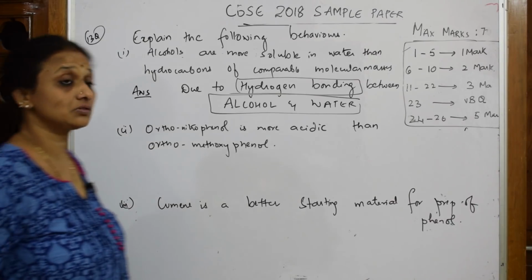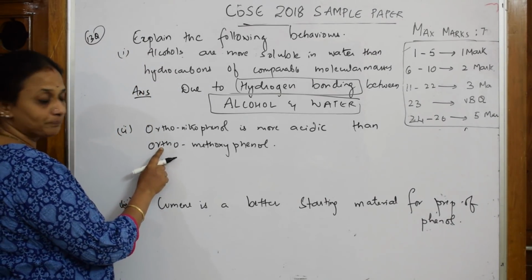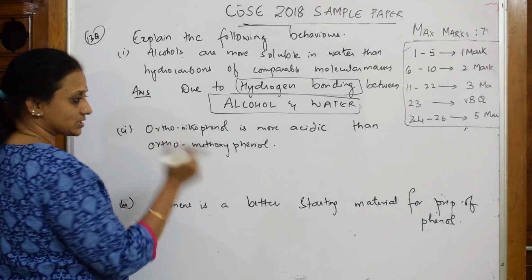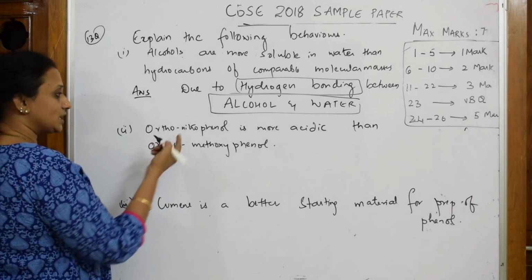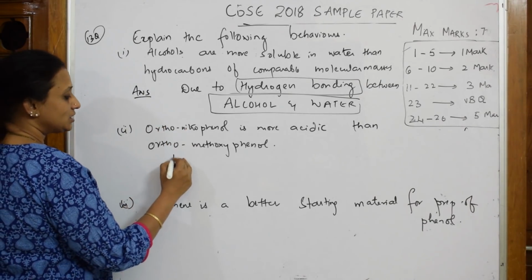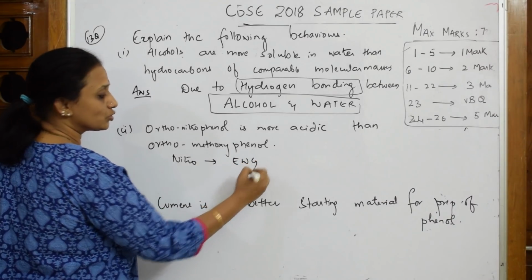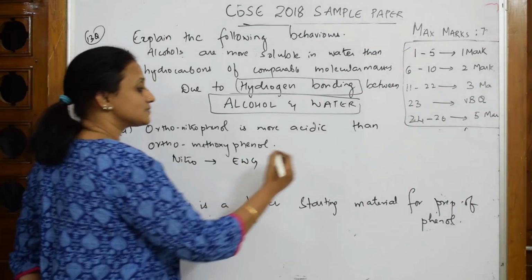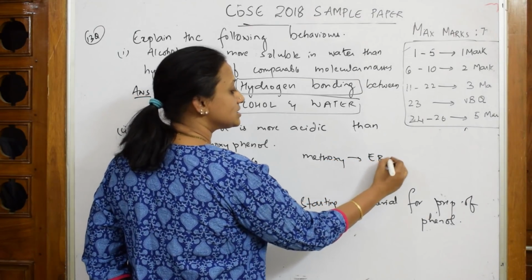They've given one more question. Orthonitrophenol is more acidic than orthomethoxyphenol. Be very careful here. Ortho. Here is nitro, here is methoxy. Now you need to speak in terms of the nitro group and the methoxy group. In the first case, nitro is which group? Electron withdrawing group. Here methoxy is what? Let me write that also. Methoxy is an electron releasing group.